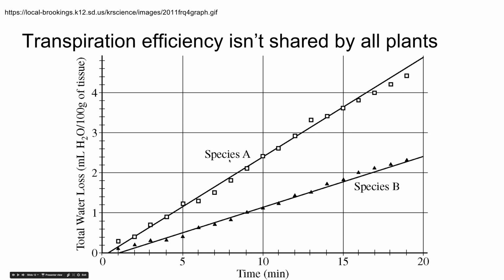Well, if species A turns out to be a 50-gram plant, and species B turns out to be a 3-kilogram plant, it's really unfair to compare how much water they lose. So what you do is you level the playing field. We could say, here's how much water this plant loses per gram of the plant, or per kilogram of the plant, or per 100 grams of tissue. It's a way of leveling it out.